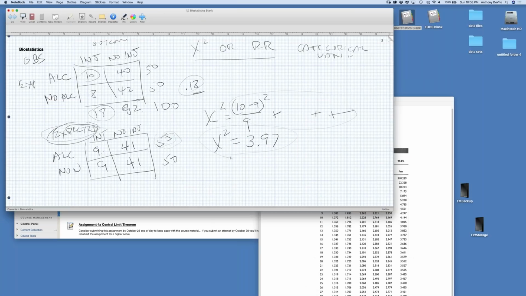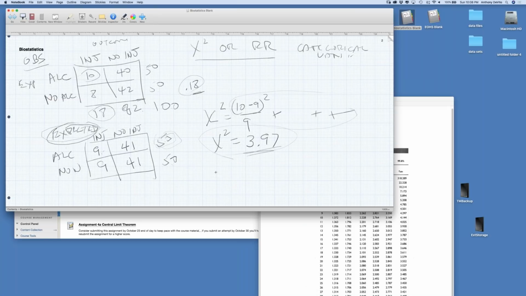Well, that number represents a calculated value of how extreme the differences are between the observed values and what we would have expected. The bigger this number is, the more likely that the differences are not due to chance.